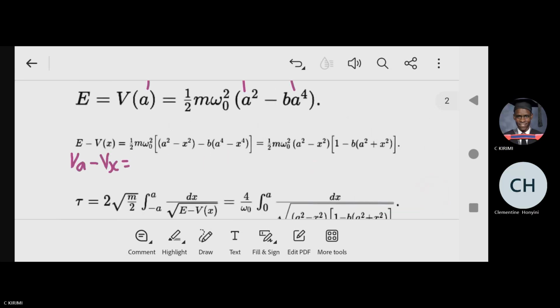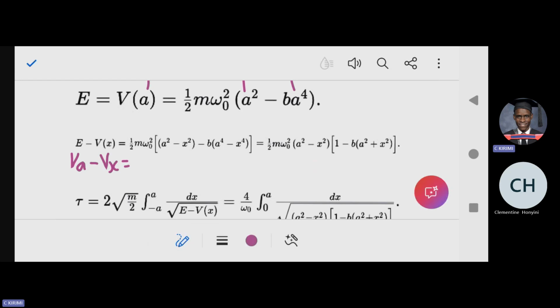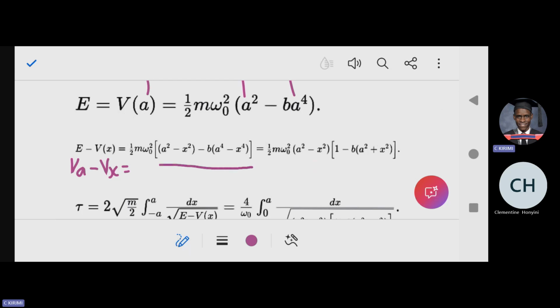Where there is X, you still leave it like that. So the constants, you are just subtracting the constants in the A and the constants in the X: A to the power 4 minus X to the power 4, A squared minus X squared. We are replacing, and thereafter you subtract.